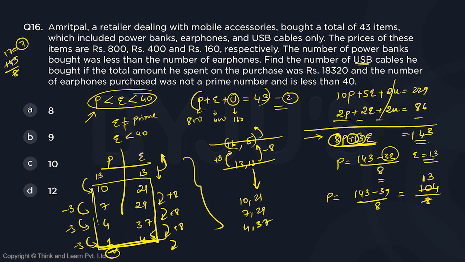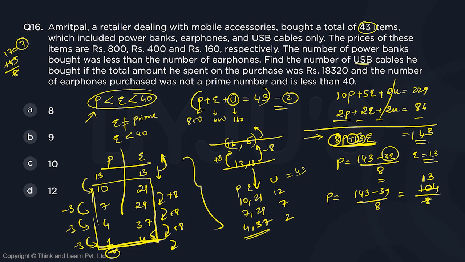But remember, the total should also add up to 43. So here, if you add this, 37 plus 4 is 41. So this is P, this is E. So therefore, U should be how much? The total should be equal to 43. So this is 31, so this will be 12. This is 29, 36, so this will be 7. In this case, this is 41, so this will be 2.